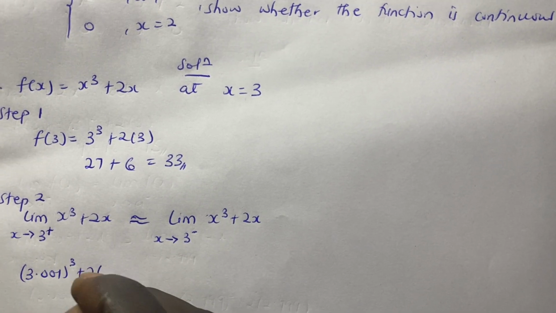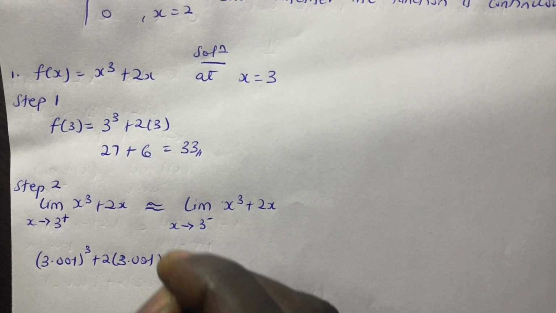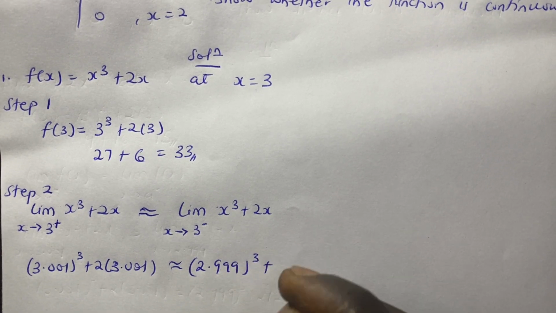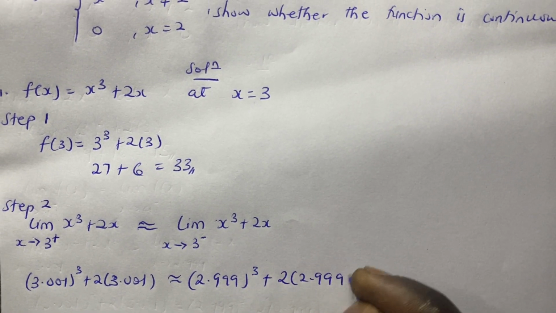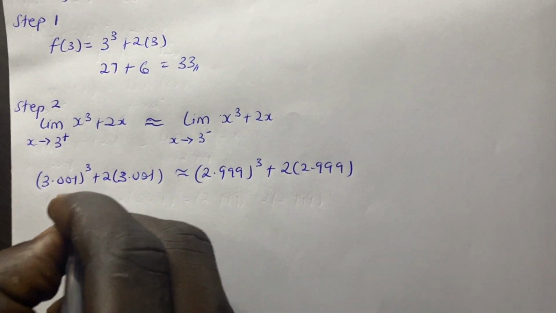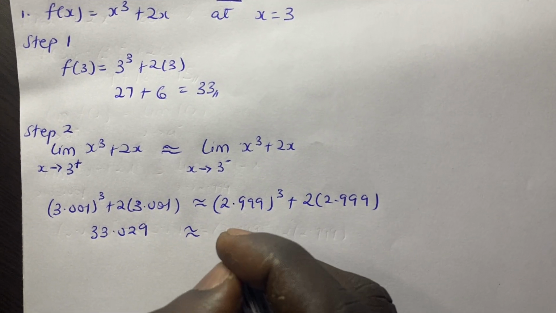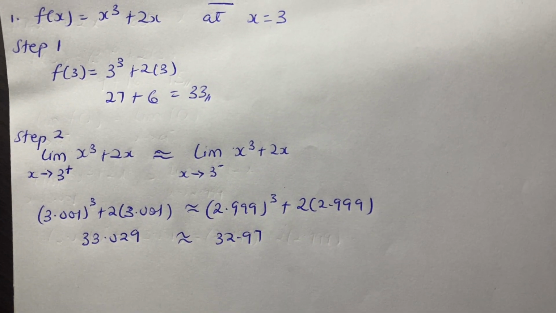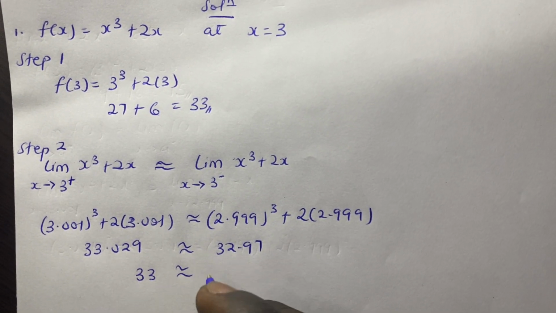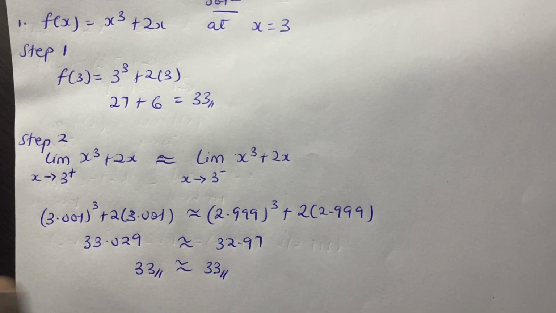cubed plus 2 times 3.001, and we are saying that this should be approximately equal to this, which is going to give us 2.999 cubed plus 2 times 2.999. So when we punch this on our calculator, this is going to give us 33.029, which is approximately equal to this, which is 32.97, right? So when we run this, we are getting 33, and then when we run this too, we are getting 33. So it means that this is approximately equal to this, right? So we are done with step 2.